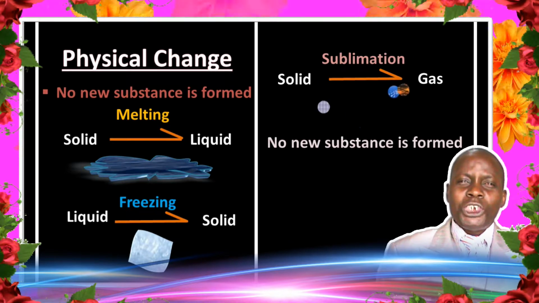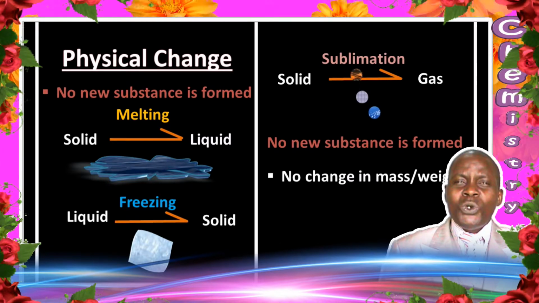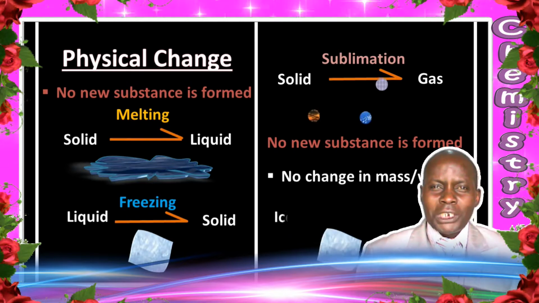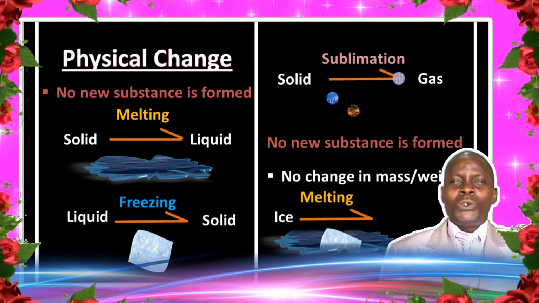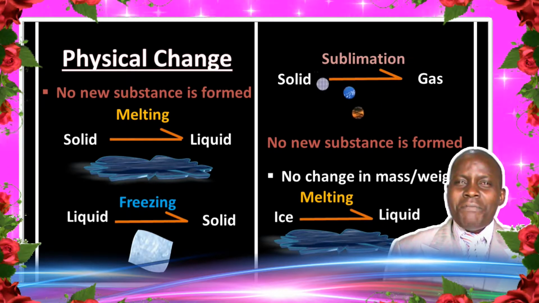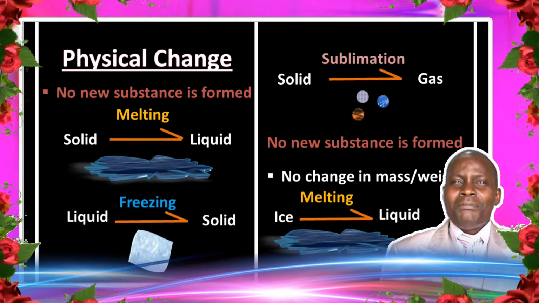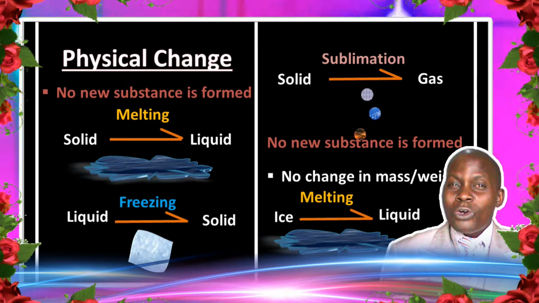In a physical change, we don't have something new. There is no change in mass. The mass remains the same. For example, if we have ice and ice melts and goes to liquid, the mass remains the same. There's no change in mass. So that means that it is a physical change.